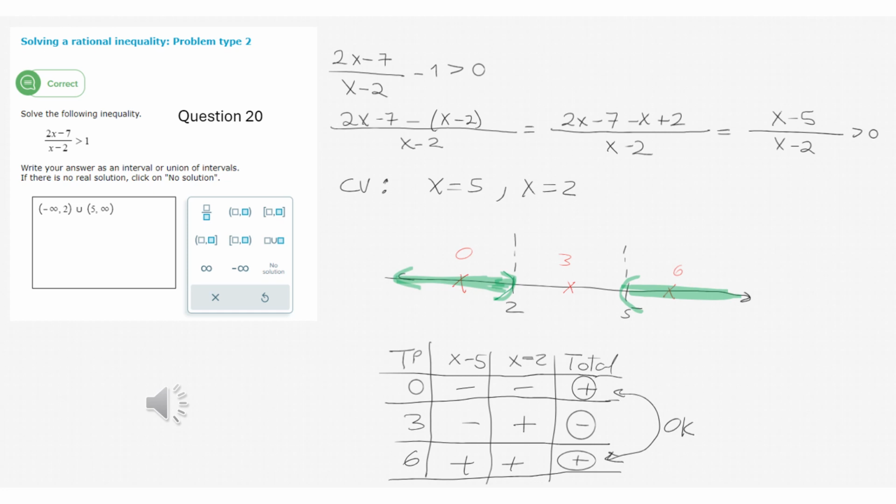So basically, the solution is from negative infinity to 2, not including 2, because remember our inequality has no equal sign, and from 5 to positive infinity. Okay, nice.